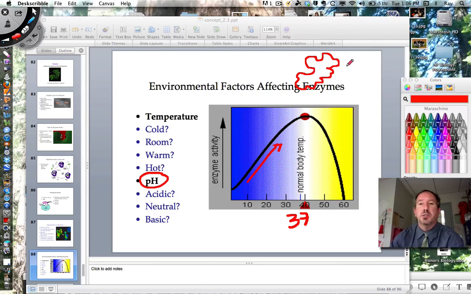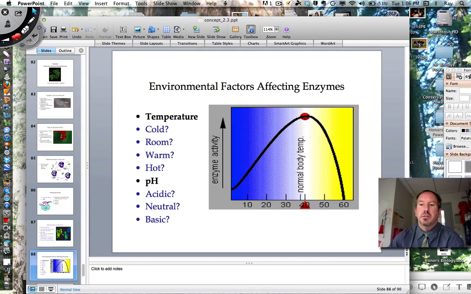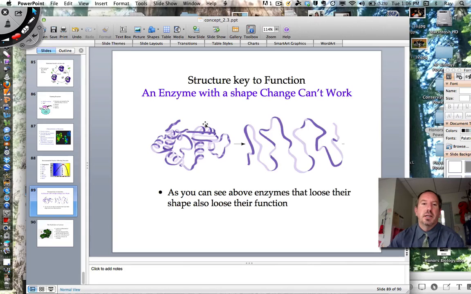Likewise, pH will also affect the shape of the enzyme. Throw an acid onto it or a base, it's going to change the shape. And so, finally, let's look at this last slide. If you change the shape of an enzyme, like in other words, high heat, it's not going to be able to work properly, because it's its unique shape that gives it the key to its functionality.